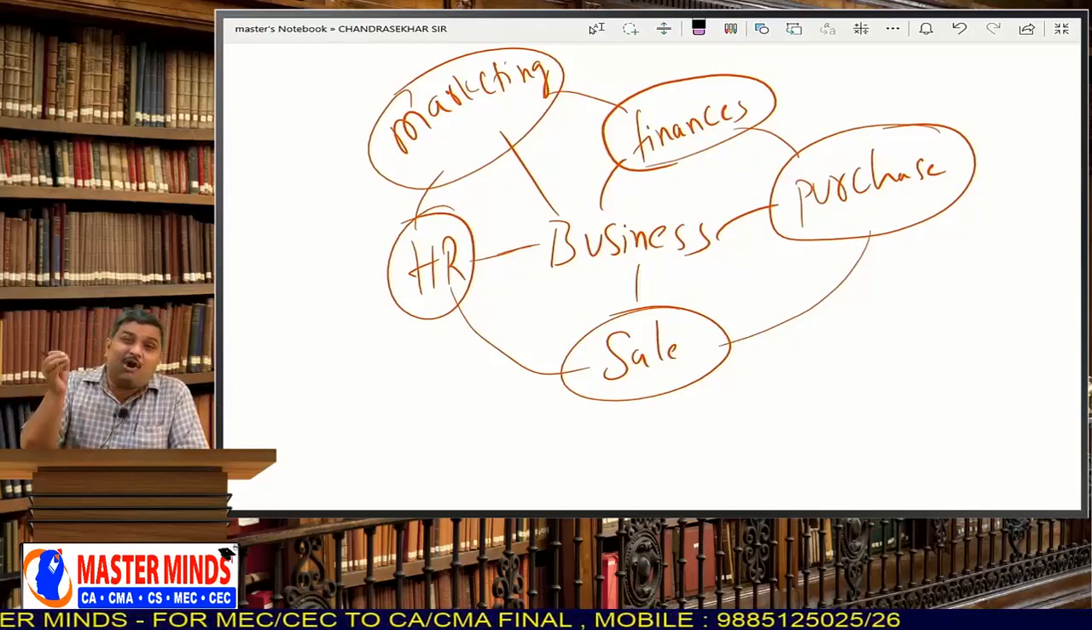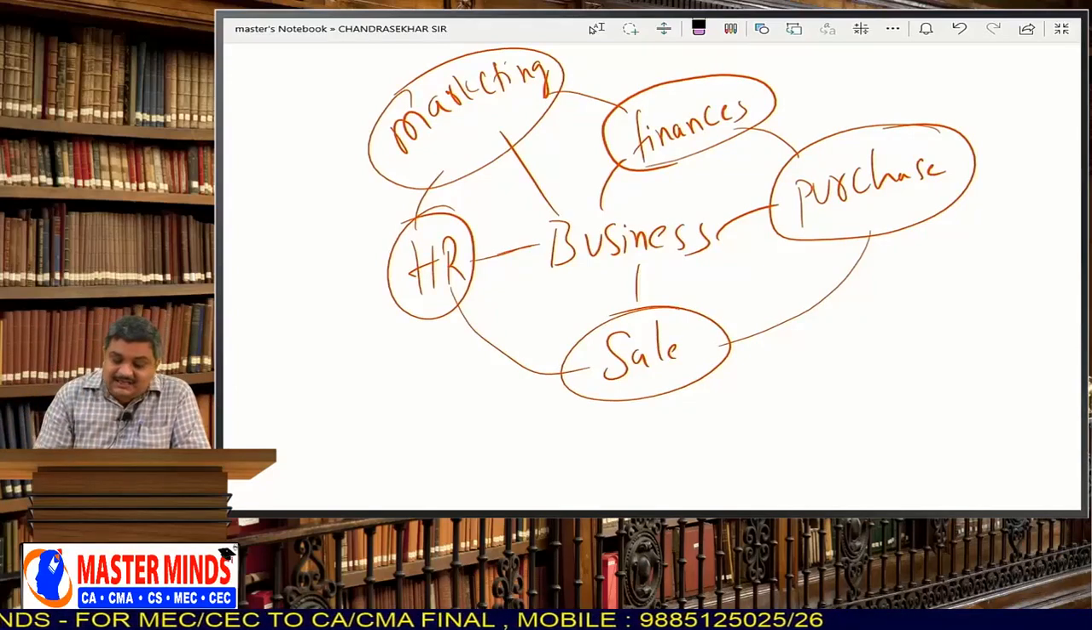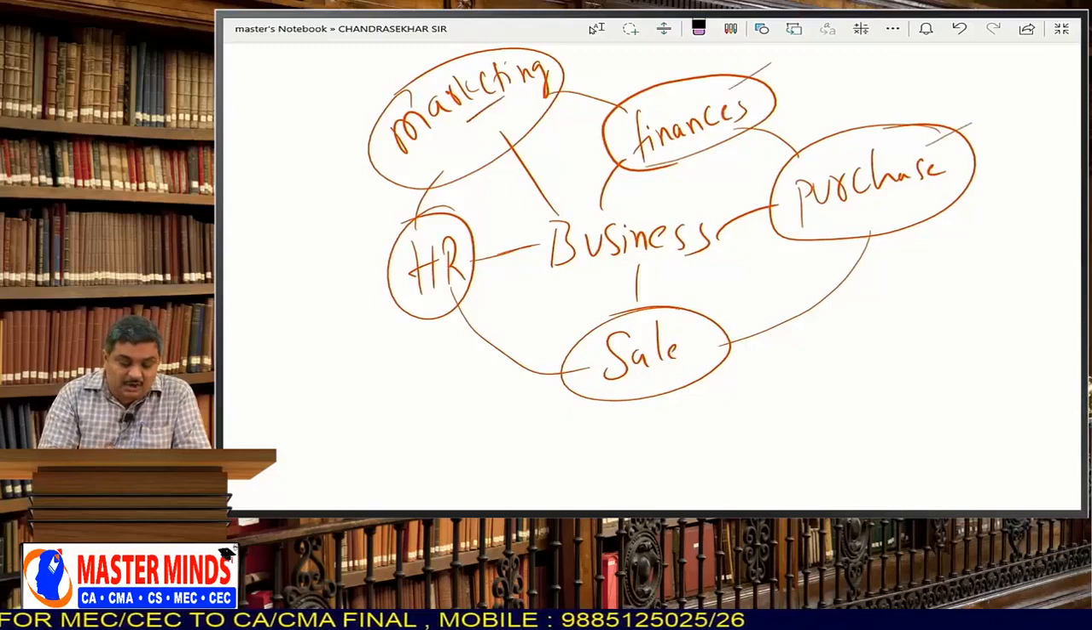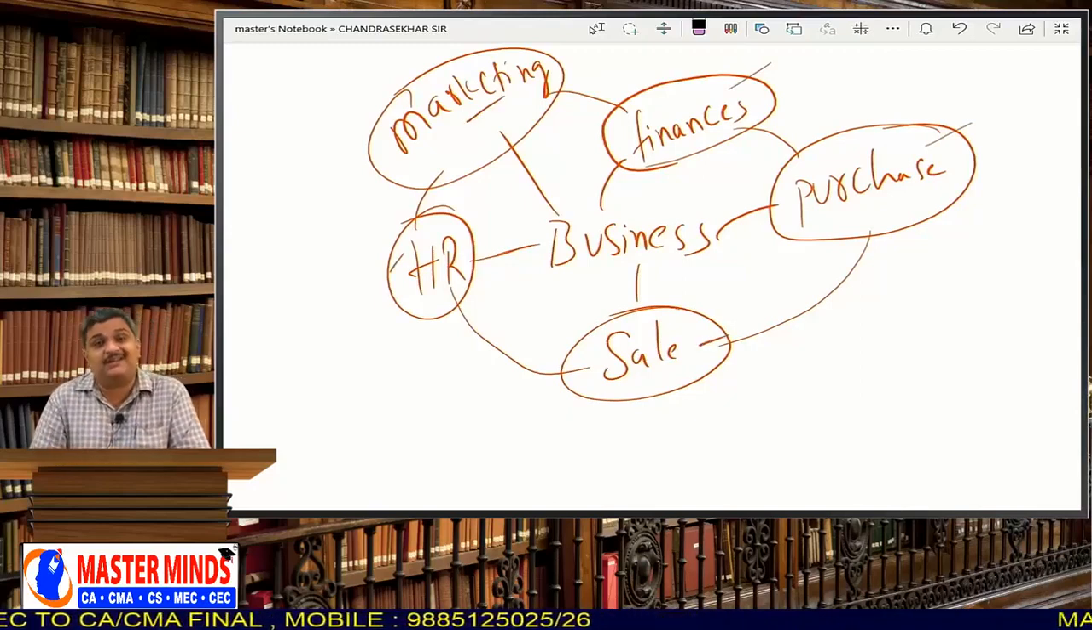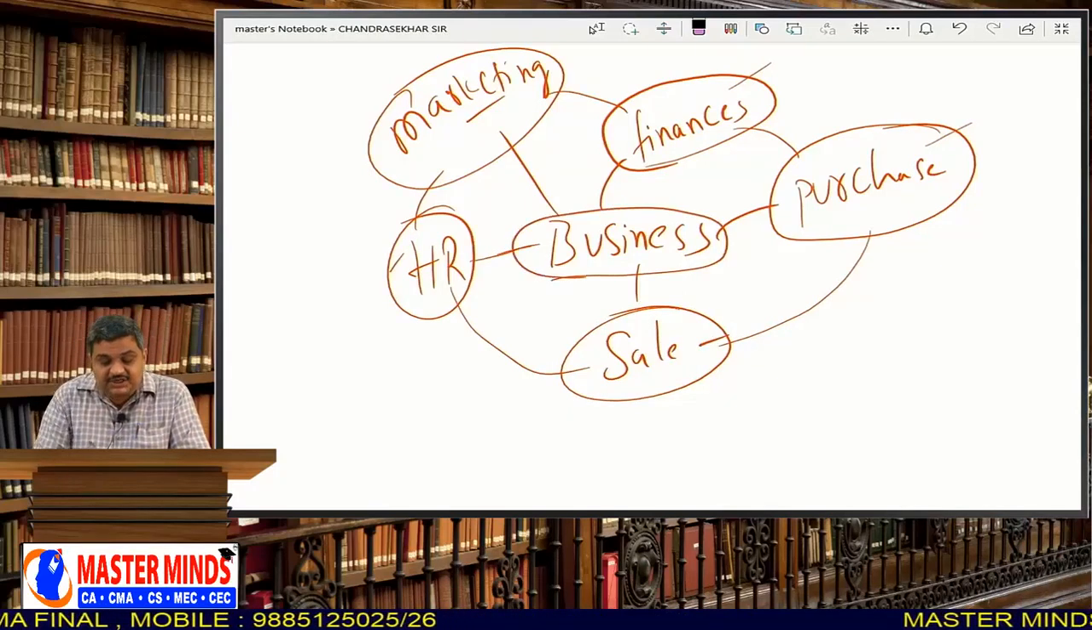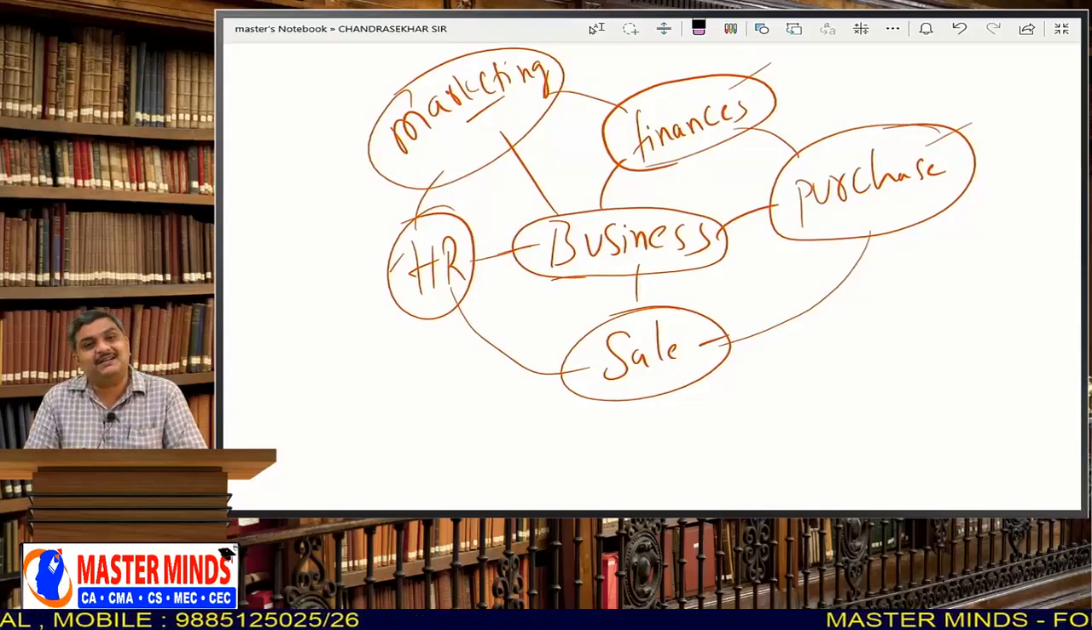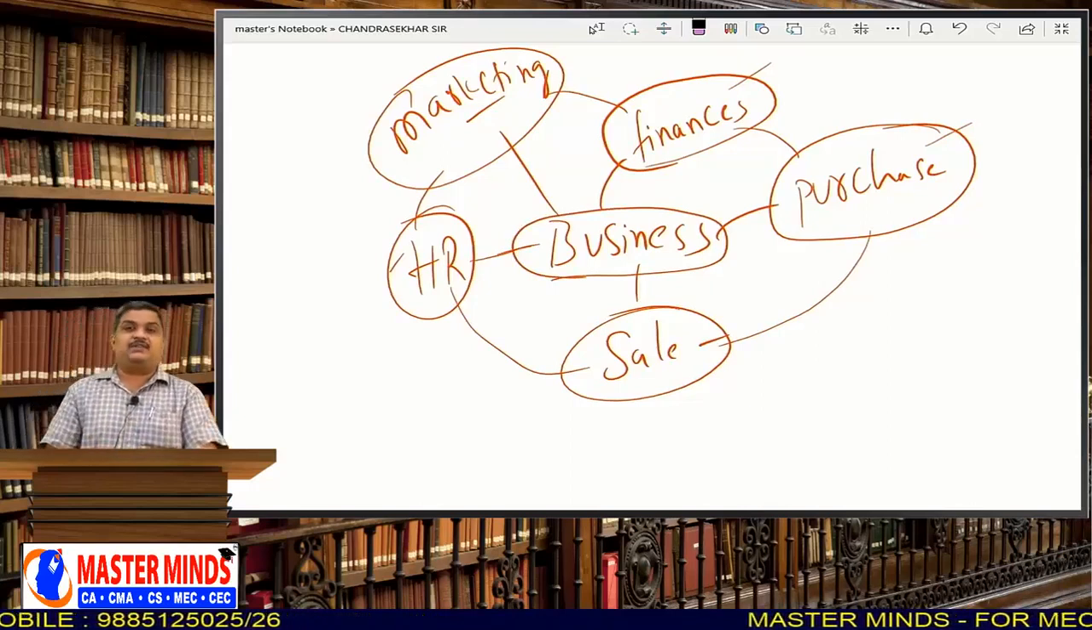See, it is called an organization. That means these are all organs. These are all organs. And these organs have to function properly. Then only the business functions properly. Isn't it? So that you have to understand.